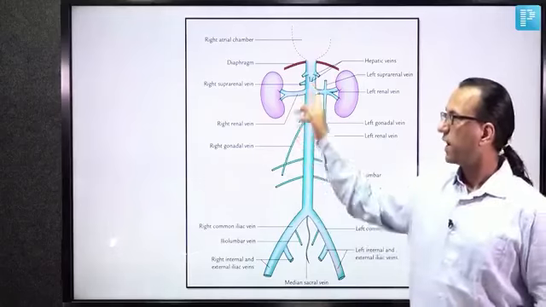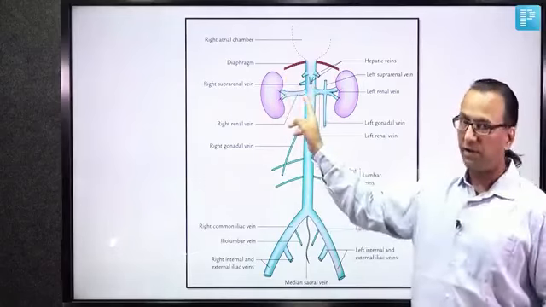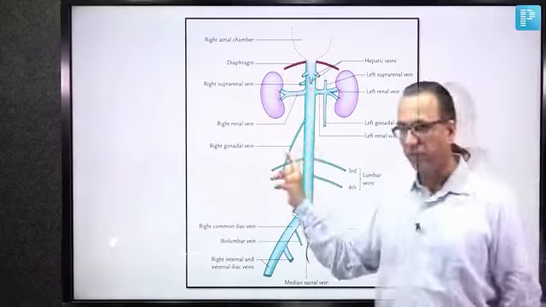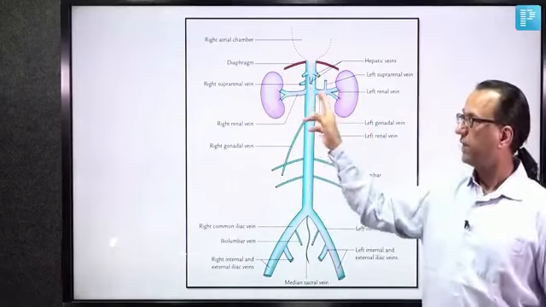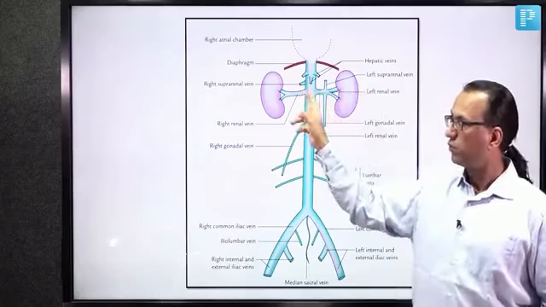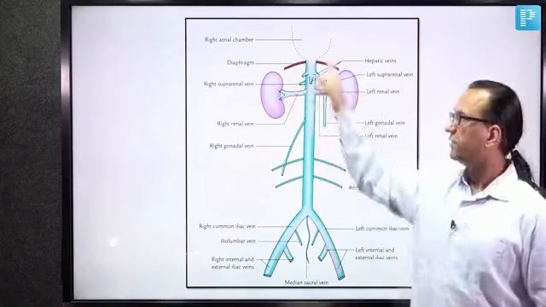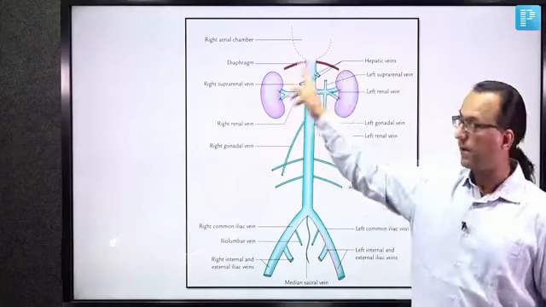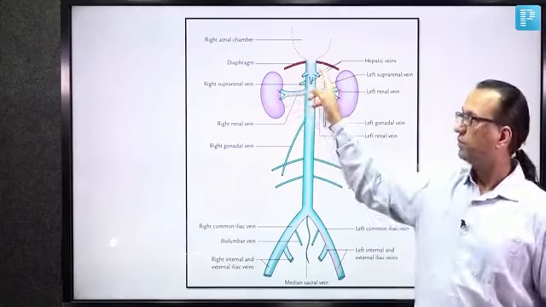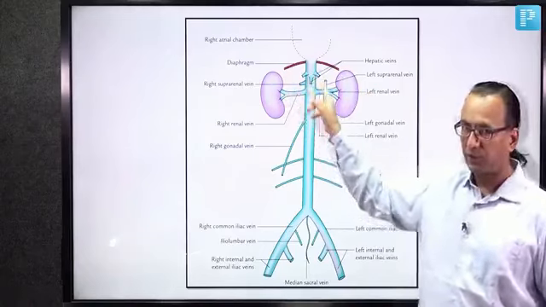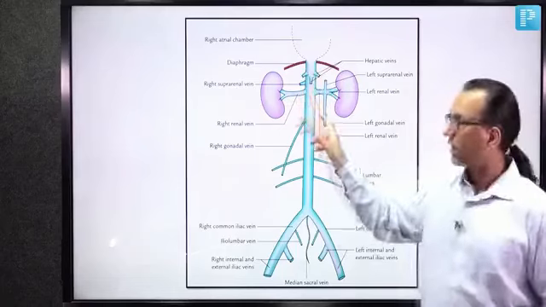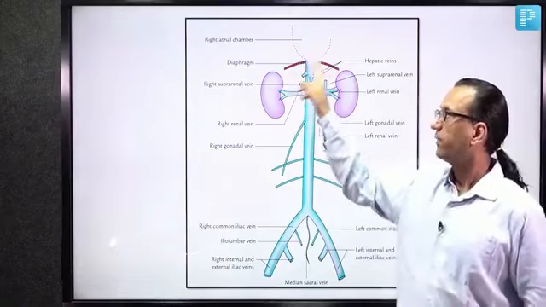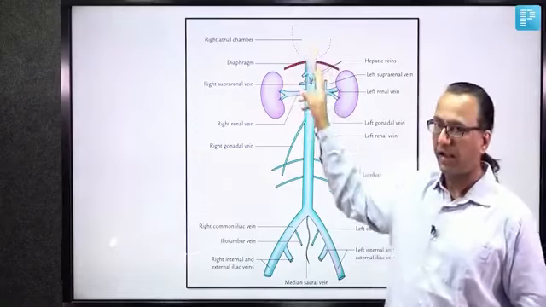Remember, right gonadal vein and the right adrenal vein drain directly into the IVC, whereas on the left side, the left gonadal vein and the left adrenal vein first drain into the left renal vein, and then the left renal vein drains into the inferior vena cava. The liver, which is under the diaphragm, should drain into the inferior vena cava. That is the rule. So the liver will be sending the metabolites by the three major hepatic veins into the inferior vena cava. And then the inferior vena cava will be puncturing the central tendon of the diaphragm at the T8 vertebra to enter the right atrium.